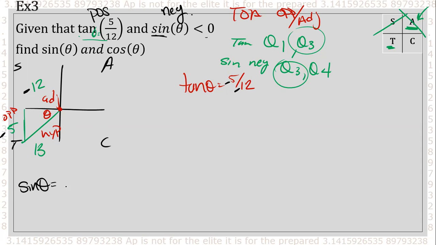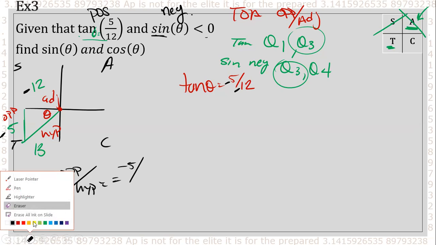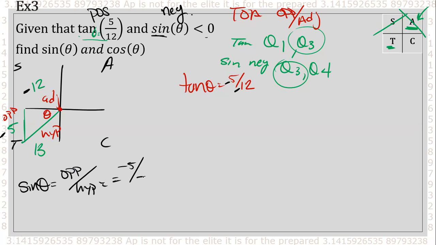Okay, so let's go ahead and continue. I'm going to find sine, which we know is opposite divided by hypotenuse. So my answer should be negative 5 divided by, not negative 12, negative 13. Sorry about that. Negative 5 over 13. Okay, that was a mess. Cosine of theta will be my adjacent side, which is negative 12, divided by my 13. Okay, awesome.